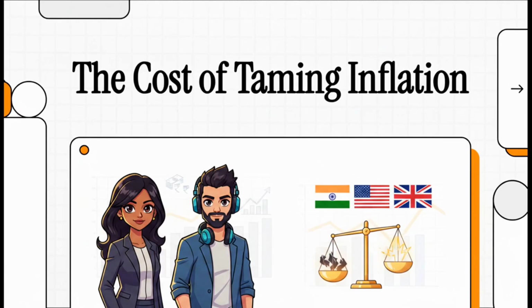Today, we're going to break down a really important topic for your GS3 economy paper, the complex and often pretty painful cost of getting inflation under control. That's right. And we're not just looking at India by itself. We're going to compare its journey with what happened in the US and the UK. You see, understanding these global connections is exactly what will make your mains answer stand out.